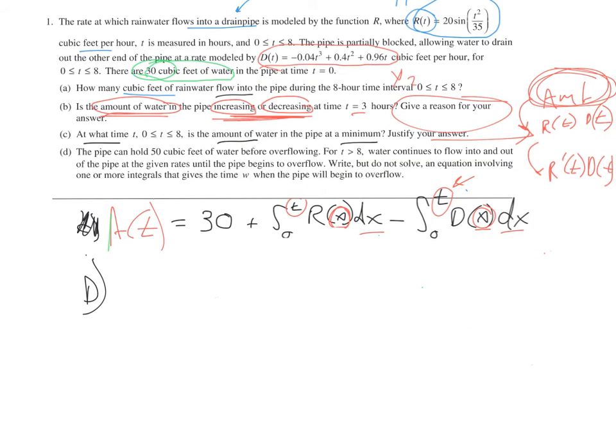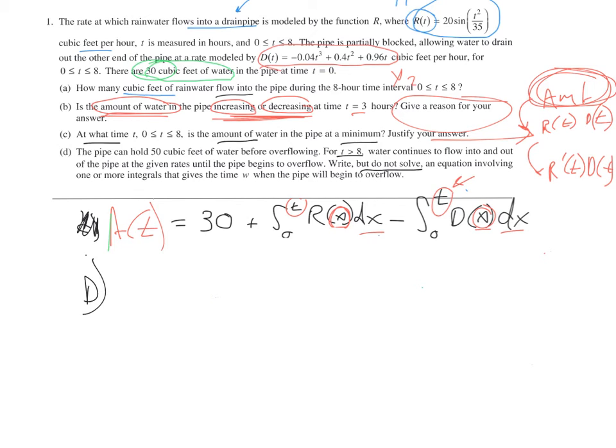All right, last one here, guys. This is one that's a little different. It's actually pretty easy here. It gives us some extra information. The pipe can hold 50 cubic feet of water before overflowing. For all times greater than 8, which is where our interval stopped, water continues to flow in and out at the given rates. Okay. Write but do not solve.